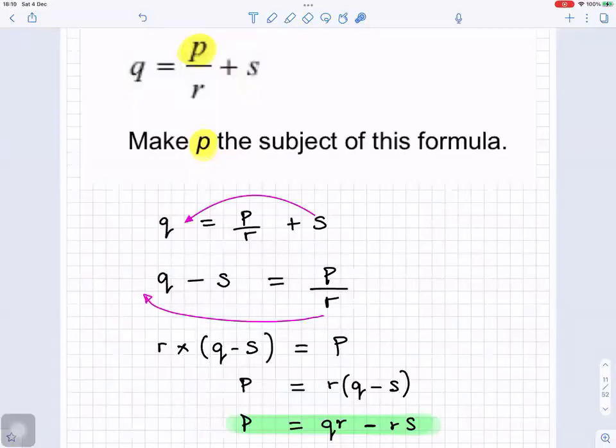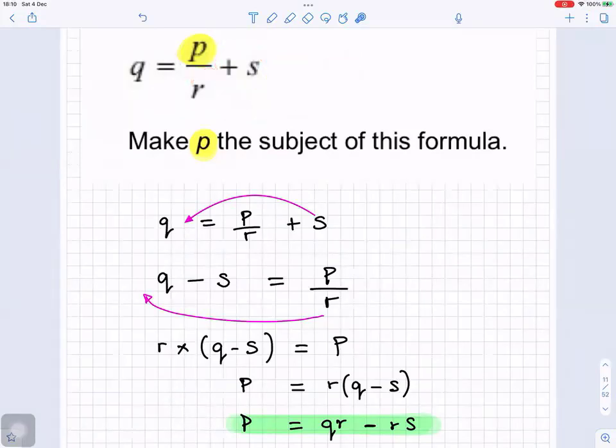Make Q the subject of the formula. You can pause the video and try it first, and then you come back and check your answer. Welcome back. To make P the subject, I've highlighted P. You want P on its own. So you imagine you have to remove the S and remove the R. So imagine the S is like your shoes and the R is your socks.